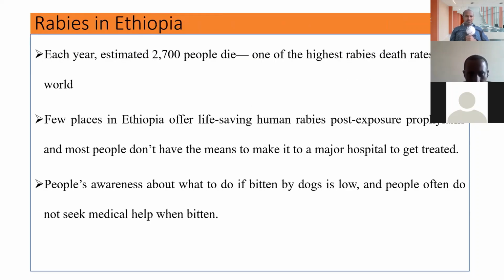So with that, let's have a look at the burden of such diseases, specifically in Ethiopia. How is the burden? My intention is more to present the prevalence and how the burden is in Ethiopia.